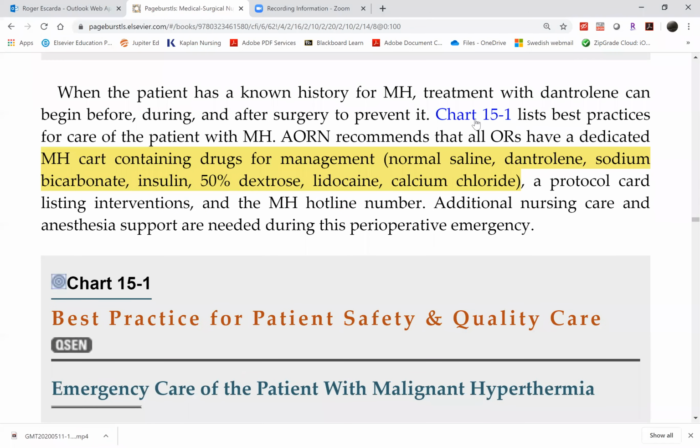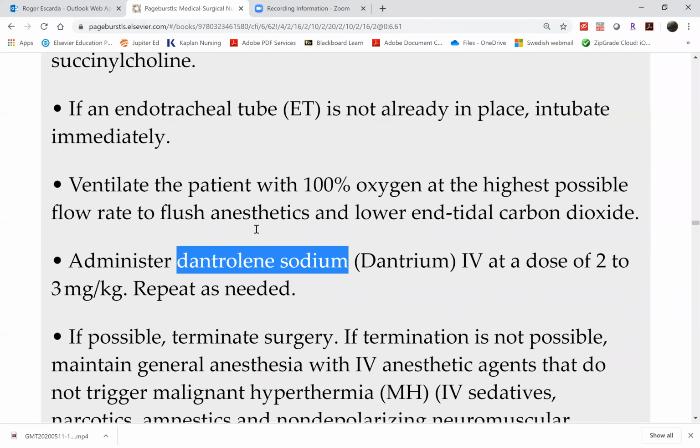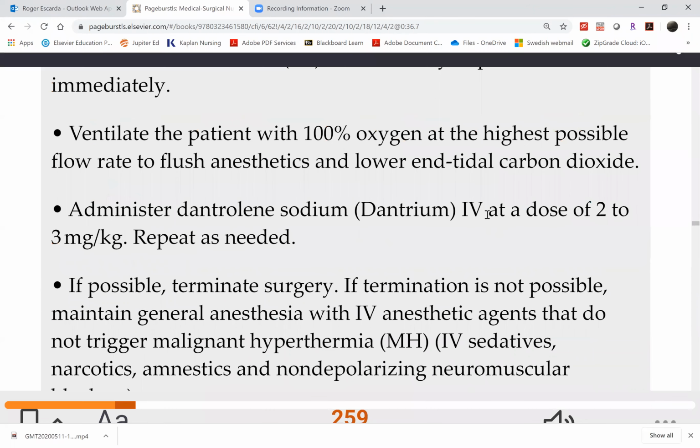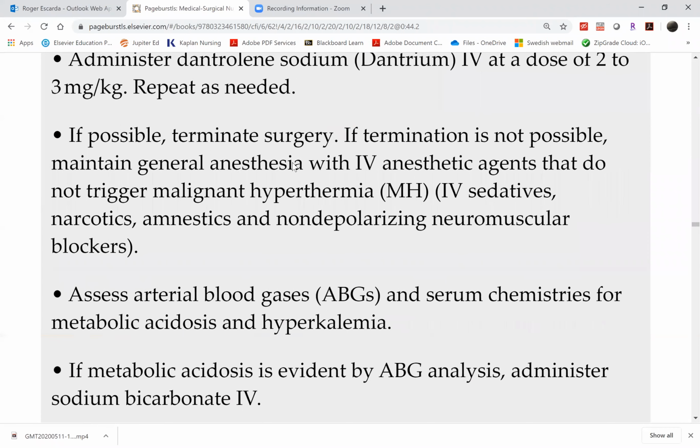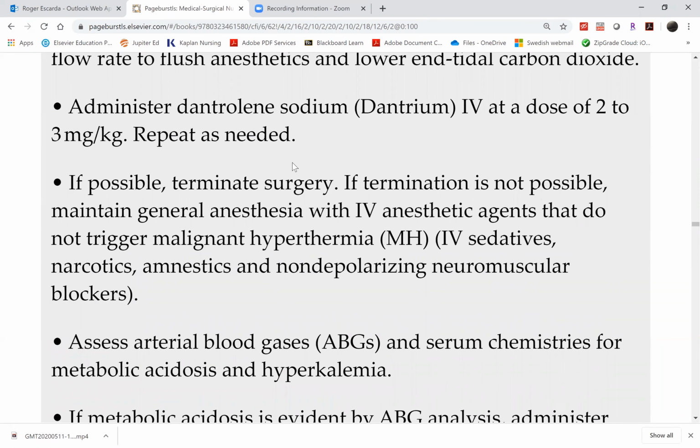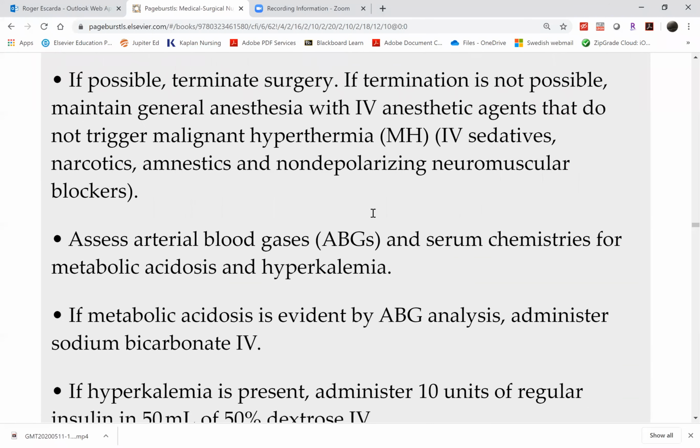So what do we do with those things? So here it is. You give the dantrolene sodium, 2 to 3 milligrams. And then if possible, we stop the surgery. Of course, if we're in the middle of something, this may not be possible. So please read the rest. If termination is not possible, maintain anesthesia with another anesthetic agent. So we don't use the one that was currently used, which triggered the malignant hyperthermia. Okay, so we'll use some other anesthetic.